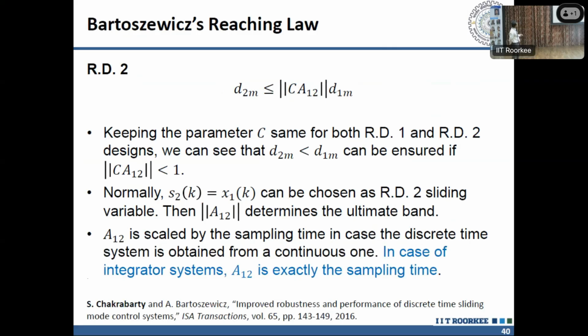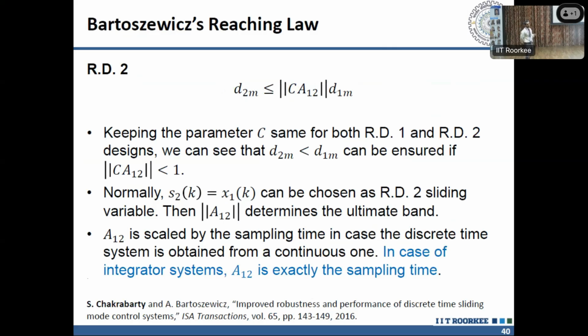Now you see that usually you can choose S2K. In the case of relativity 2, the C does not have any meaning because you can make it identical, so you can simply choose x1K. In that case, A12 is the ultimate. Here also you see, what is A12? If you look at the system, if it is discretized from a continuous time system, what is A12? A12 is a function of the sampling time.